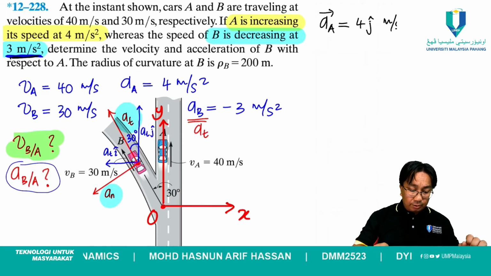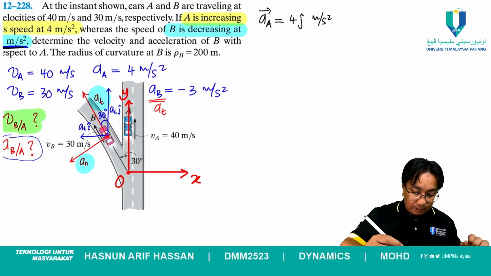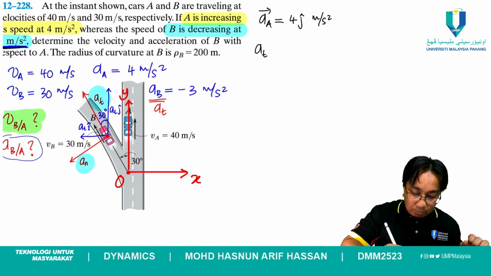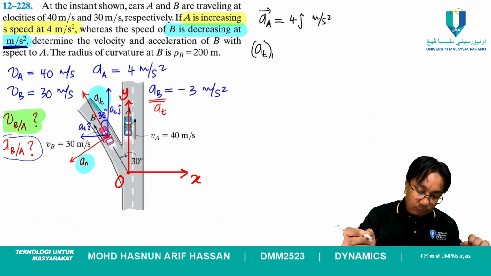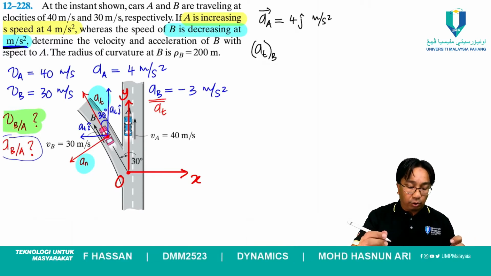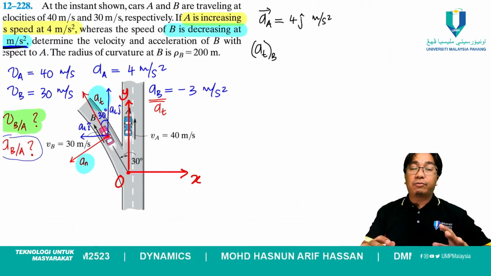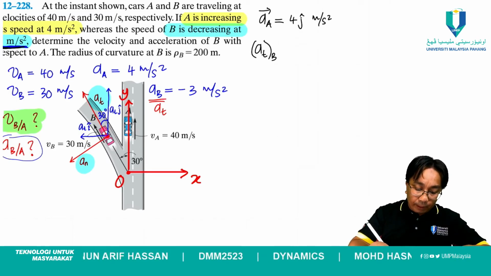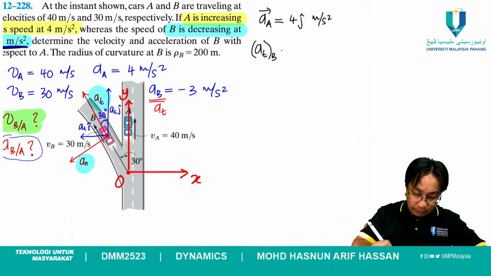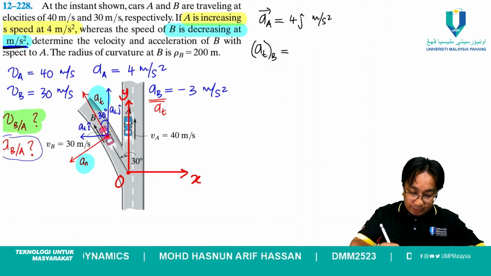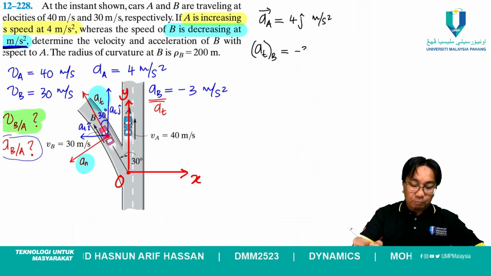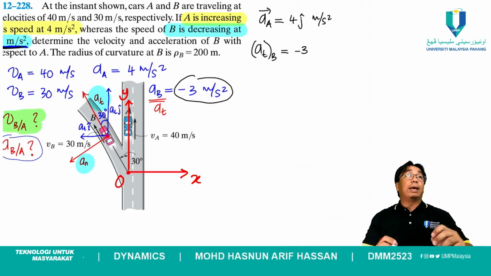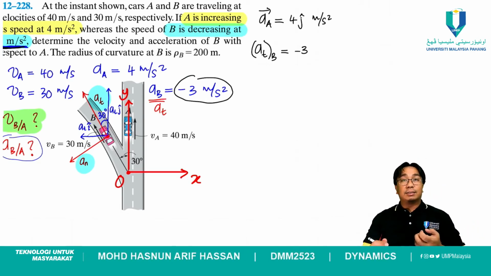Okay, so let's continue. We don't have much time. AT, or I will write as ATB lah, ATB, the tangential component acceleration of car B, because car A doesn't have the tangential component because it is traveling in a rectilinear motion, just a straight line. Okay, so ATB is minus 3. Why minus is because here we have defined that AB is minus 3 meter per second because it is decreasing.